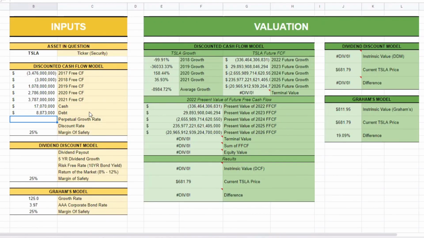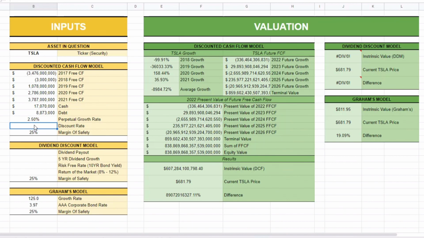And then for a perpetual growth rate, we're just going to choose some number between 2 and 3. We're going to settle at 2.5. It is estimated that the entire growth rate for the United States is somewhere between 3 and 4%. So obviously Tesla is not going to grow faster than the entire United States. If that were the case, then Tesla would have a GDP larger than the entire United States, which can't happen.